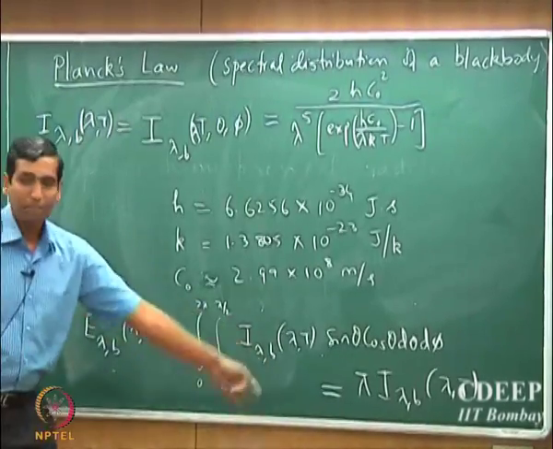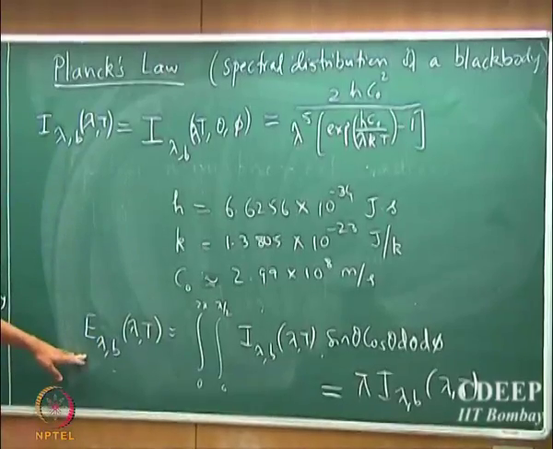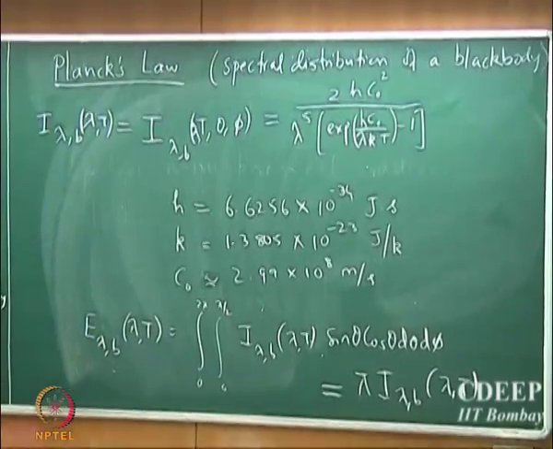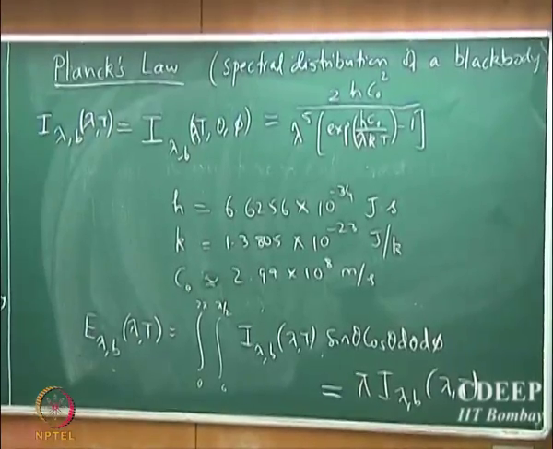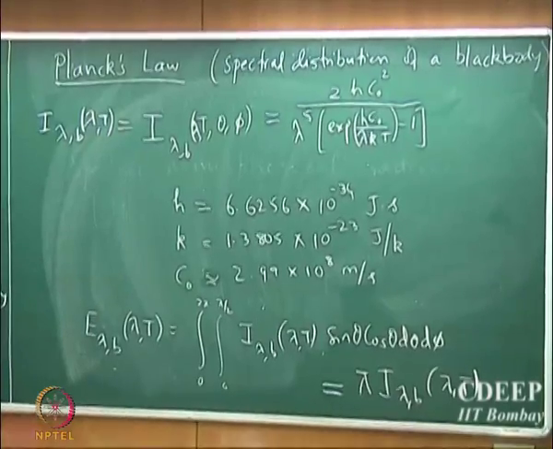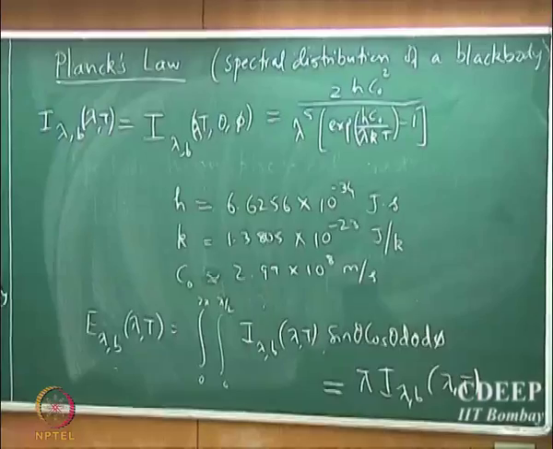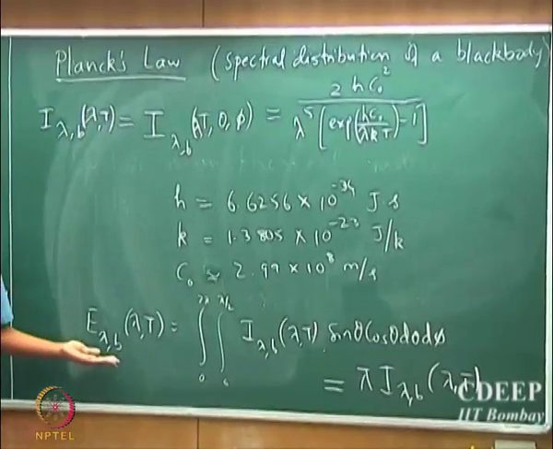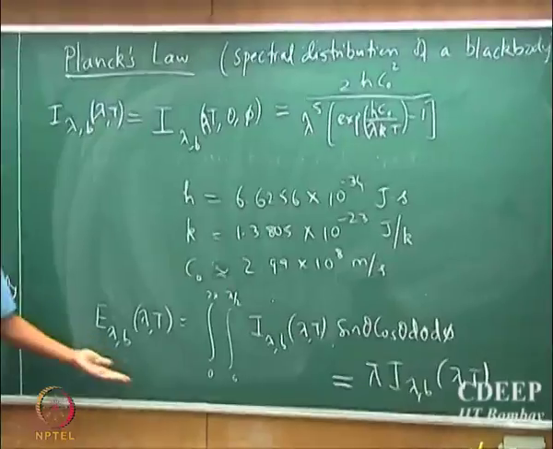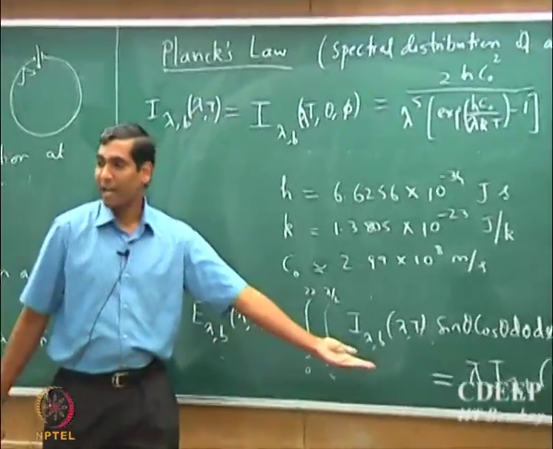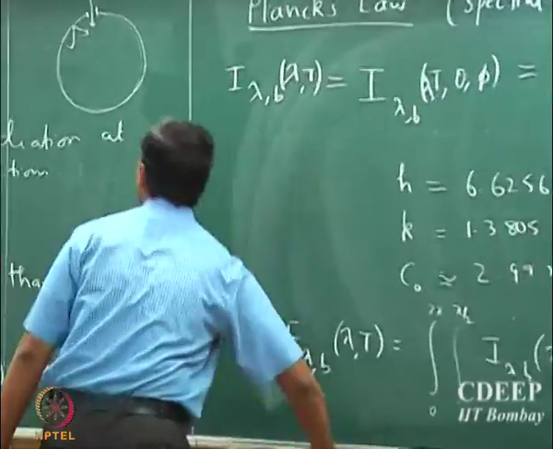So the integral is simply pi. So this is the spectral emissive power. You have only integrated over all the angular directions. So the spectral emissive power of a black body is given by pi times I lambda.